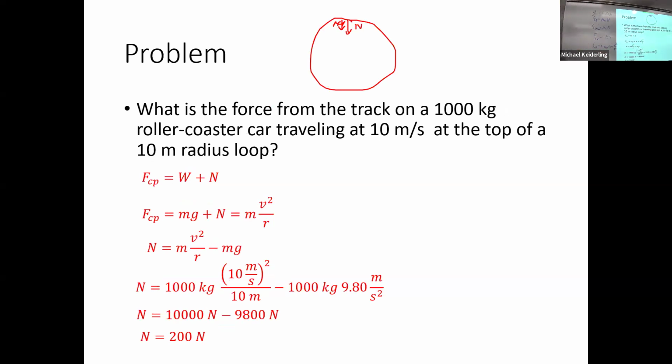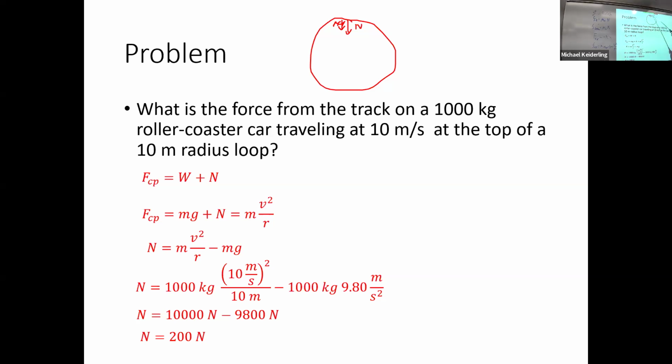Here we have a roller coaster car traveling in a circle. What is the force from the track on a 1,000-kilogram roller coaster car traveling at 10 meters per second at the top of a 10-meter radius loop? Well, we know the net force on the car is the centripetal force because it's going around in a circular loop.